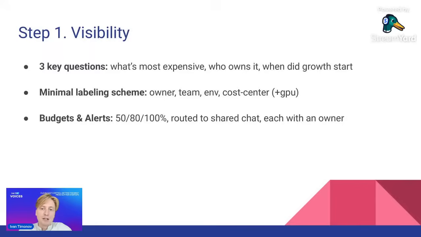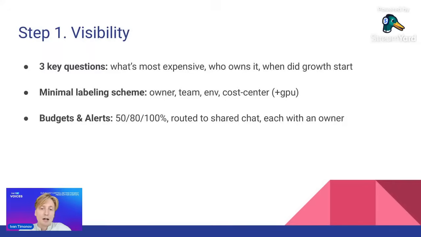Second, define the minimal labeling scheme and make it a rule. Owner, team, environment, optionally GPU, true or false. Practically, this means no new resources without these labels and existing ones tagged at least for the most expensive workloads. A short one-pager with a label dictionary helps avoid spelling variations.